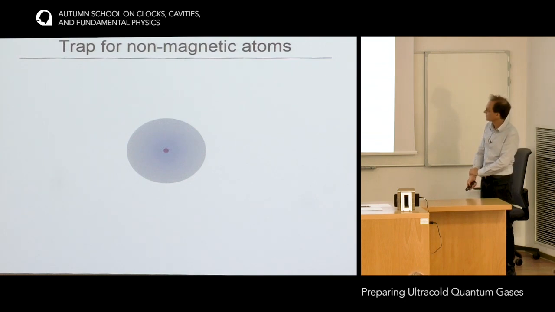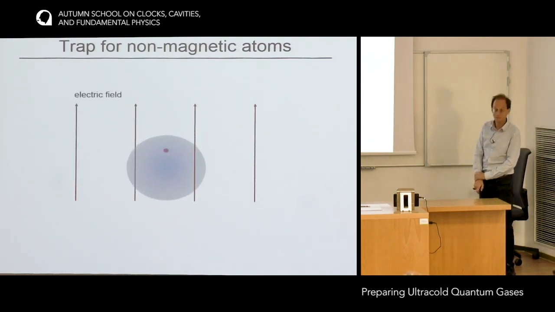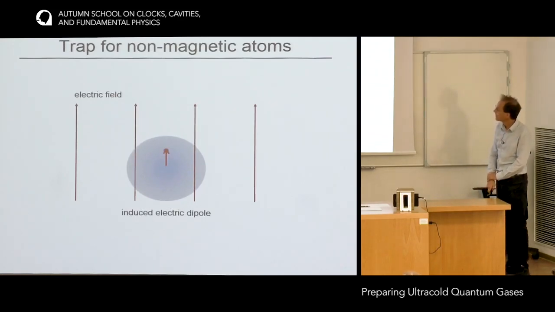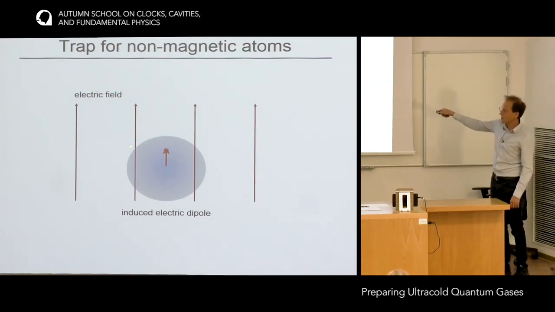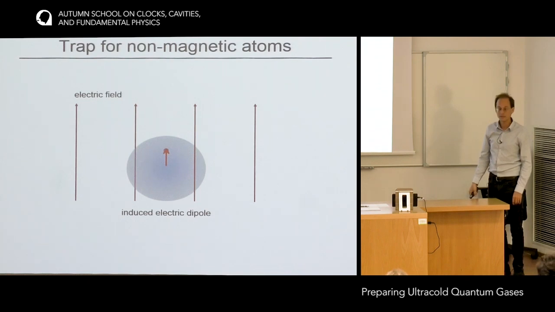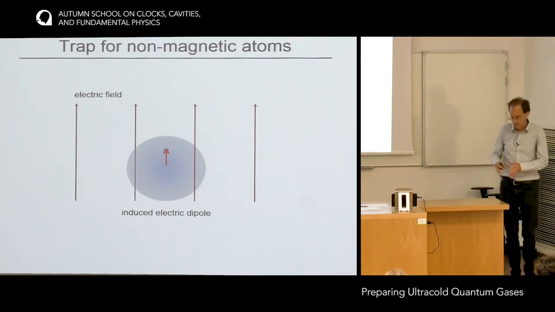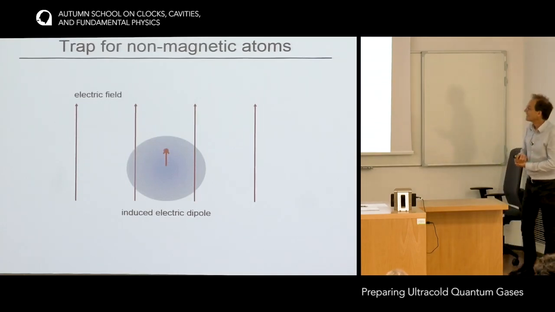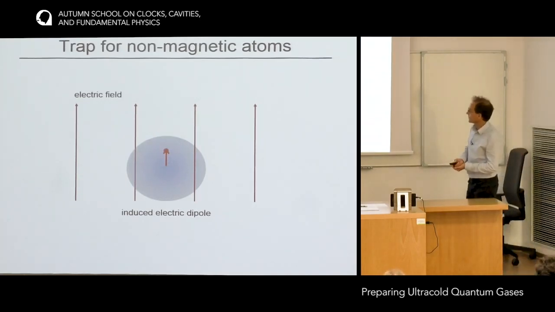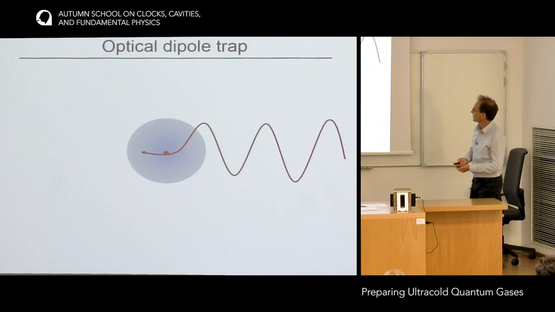We use the electric field to trap the atom. Here's an atom, electron shell, nucleus. I apply an electric field. It polarizes the atom. And this induced dipole then experiences an energy shift in the externally applied electric field. Okay? So the energy of this atom is lowered. Great. And then you think, I'll just need to shape my electric field such that I have a maximum in the center and it gets weaker outside. Now, we don't do this with static electric fields. We do this with alternating electric fields.